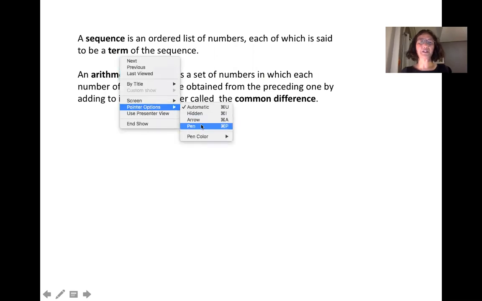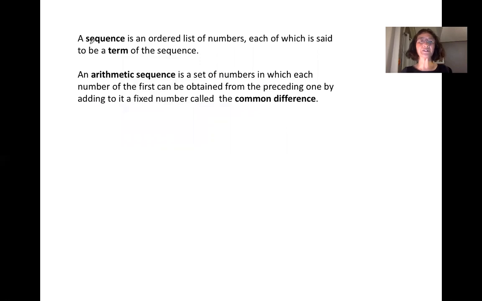Let's introduce some terminology first. What is a sequence? A sequence is an ordered list of numbers, each of which is said to be a term of the sequence. For example, I give you a list, 1, 2, 3, 4, until 100. This is a sequence because this is an ordered list of numbers, and each number is a term, term 1, term 2, term 3, etc.